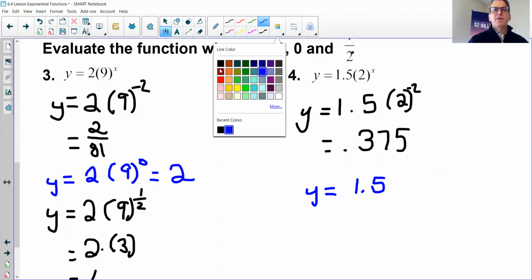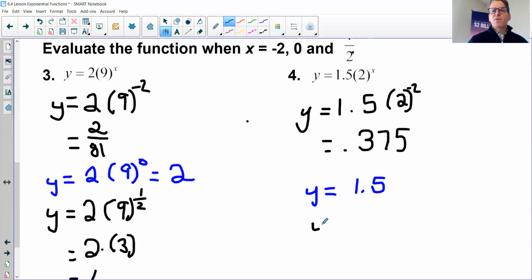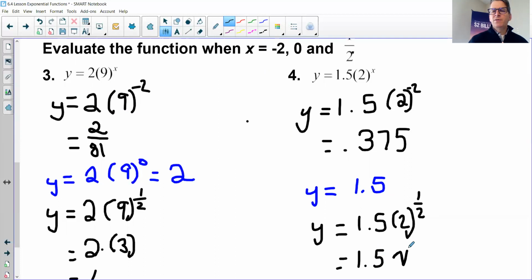And lastly, on your own, number 4, if you had y is equal to 1.5 times 2 raised to the x of 1/2, that would be 1.5 times the square root of 2. And that would be on your own number 4.